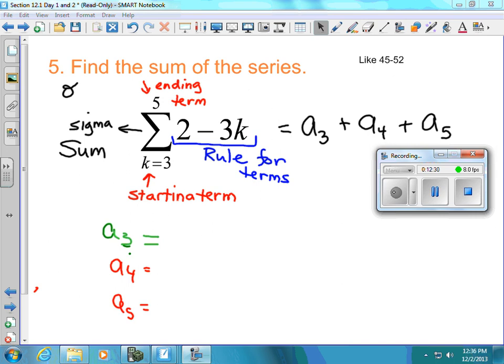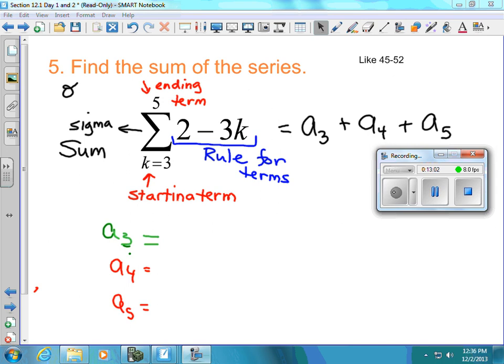Okay, so to the right here in blue, that's the rule for the terms. 2 minus 3k, that's a rule or model or equation, whatever you want to call it. That's how we're going to get our outputs. At the bottom, k equals, in this case, k equals 3, because we use a 2 minus 3k in the rule. That's our starting term. A lot of times we'll start at 1 or 0, but you can start wherever you want in summation notation. The number at the top is the ending term.